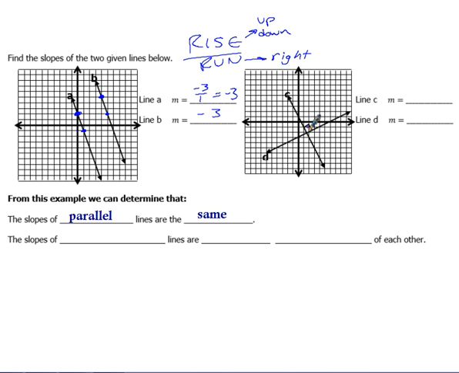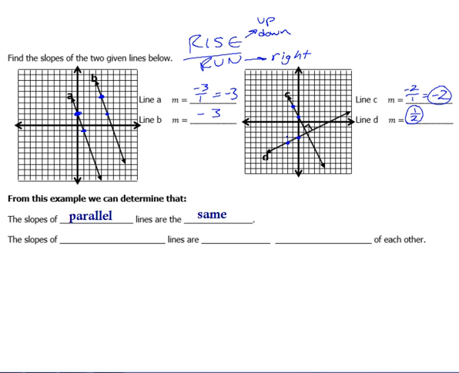Over here, we have the little 90-degree box here indicating that these lines are perpendicular. So let's take a look at the slopes of these two lines then. Line C has a slope of, let's see, if I go down 1, 2, and over 1. So down 2 and right 1 gives me a slope of -2. And the slope of line D, here's a point. I go up 1 and right 2. So up 1 and right 2 gives me a slope of 1/2. So my slopes here are -2 and +1/2.